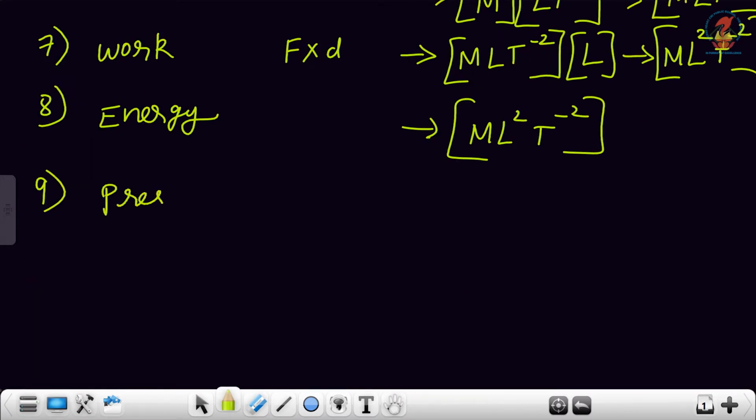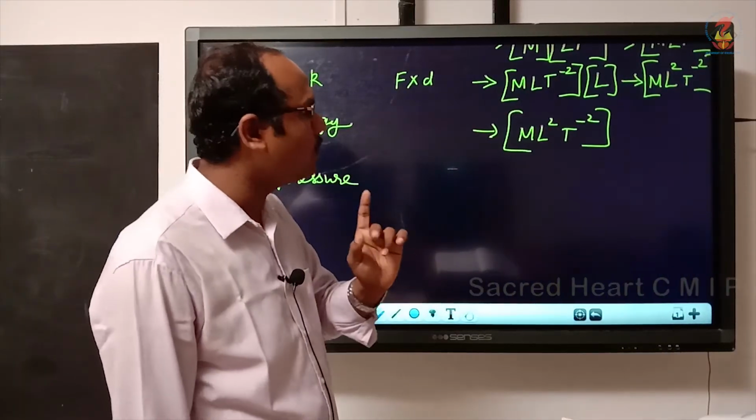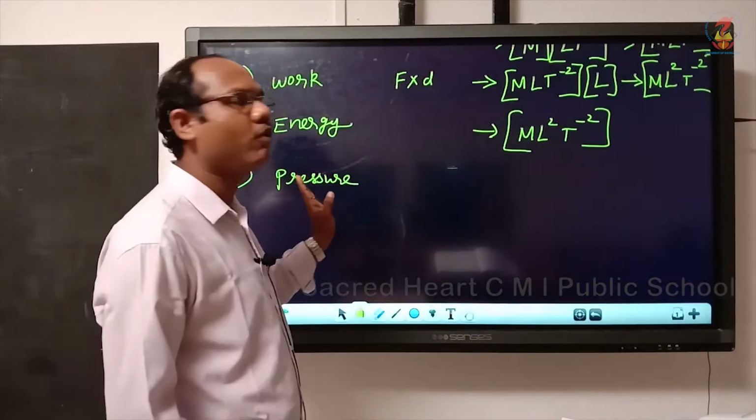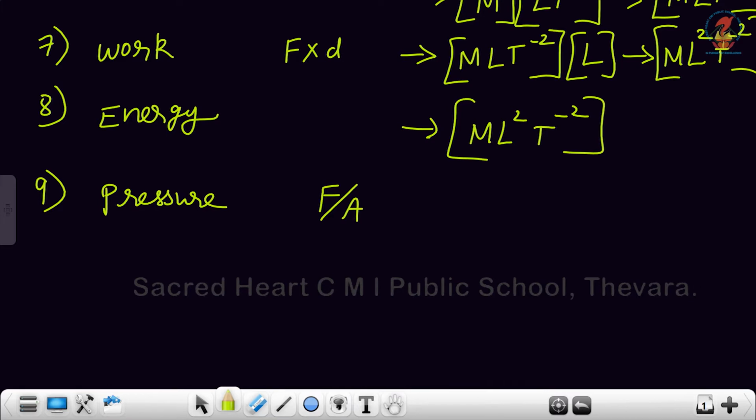Next is dimension of pressure. I am not giving the final answer now. It is your part to find the final answer. I am just giving you the formula. Pressure. Formula is force by area.